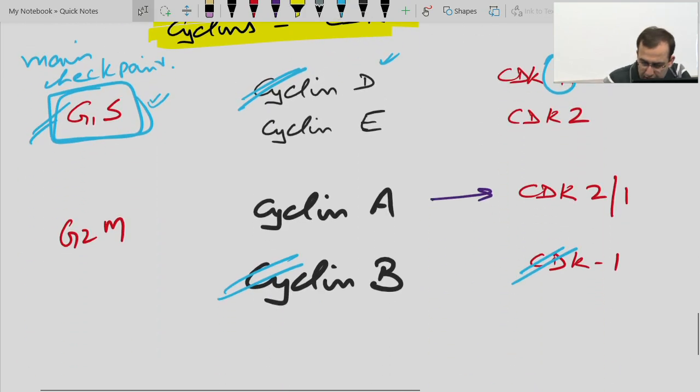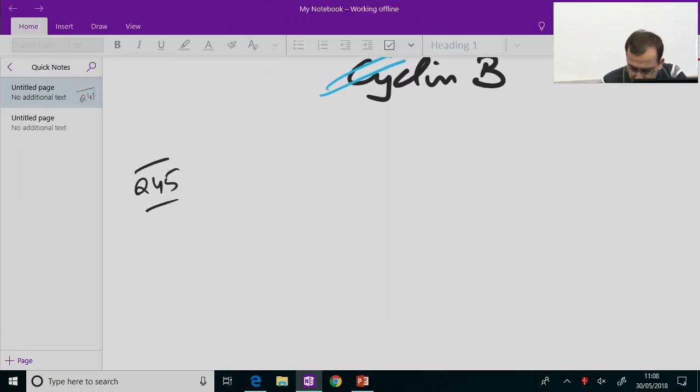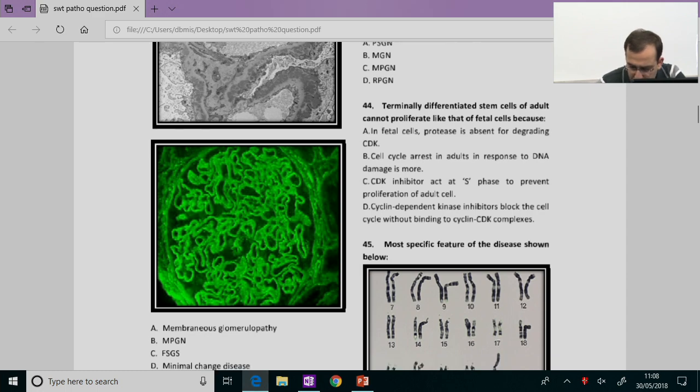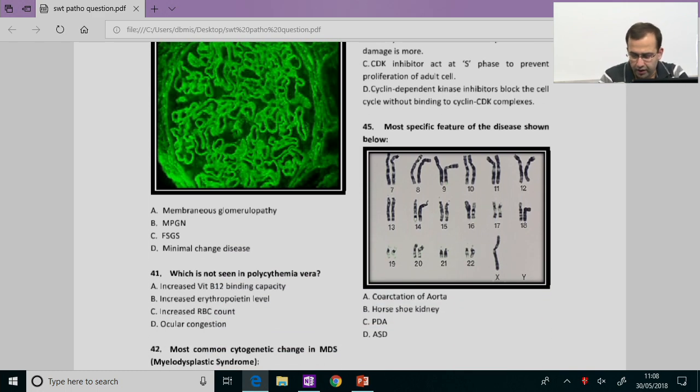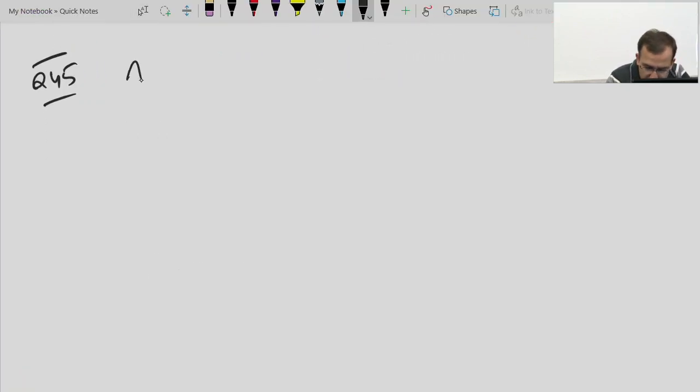Next, this gets us to question number 45. What we have here is a conventional cytogenetics or a karyotype showing there is one X, there is no Y. So this is 45XO, that is Turner syndrome. The question is, most specific feature of Turner's? Coarctation of aorta. So question 45, the answer is A, that is coarctation of aorta.